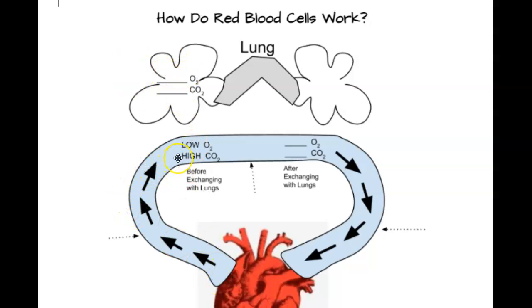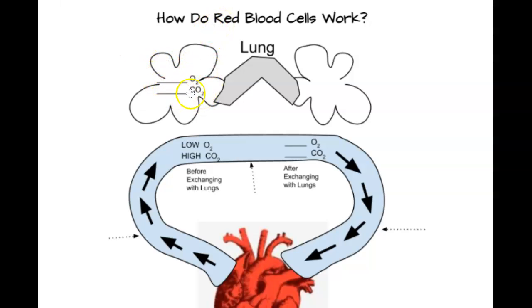Now, in our bloodstream, it's the opposite. It's already gone and dropped off all of its oxygen at our cells, and so it's coming in to the lungs, to the capillaries by the lungs, with low oxygen. What's going to happen here is diffusion. Remember, it goes from a high concentration to a low concentration. So here we have high CO2. It's going to diffuse into the lungs, and we're going to breathe out that CO2.